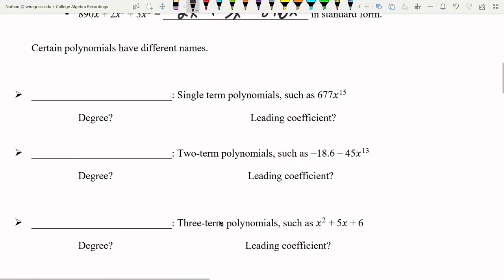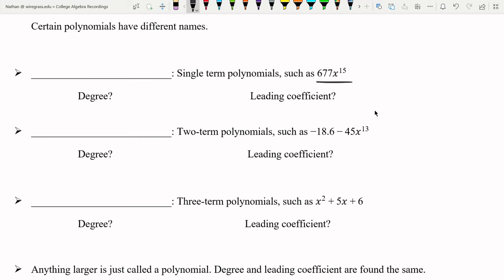Now, polynomials have different names depending on what kind of thing we're talking about. Single term polynomials like this, where we have 677 x to the 15, with no other term in there, no x to the 14 or 13 or 12 or all the way down to 0, are called a monomial. Think of mono as one or singular. And so it's a singular term polynomial. The degree, of course, is the highest power of x. Well, there's only one power here, so that has to be the degree. It's degree 15. And the leading coefficient is the coefficient in front of the highest power of x. There's only one coefficient here, so it has to be 677.